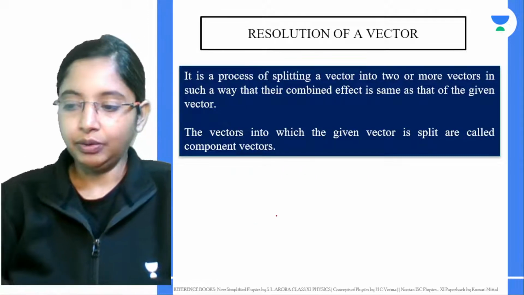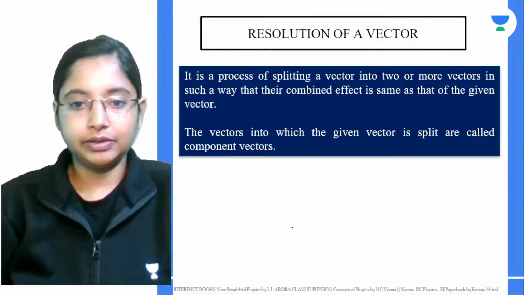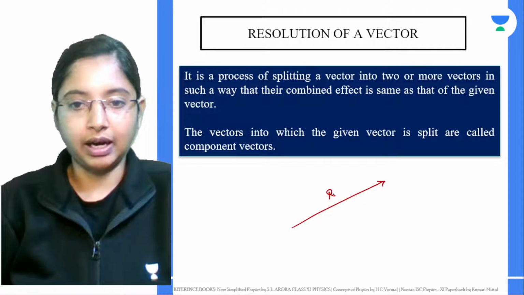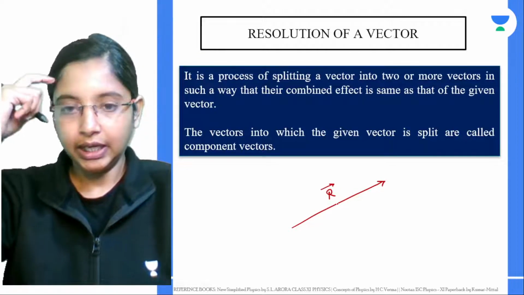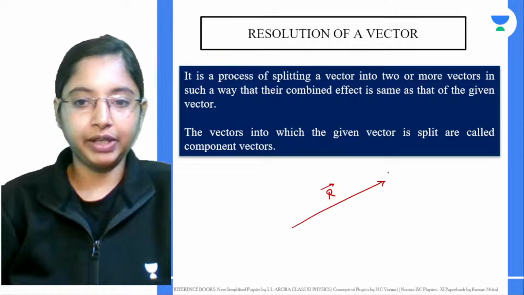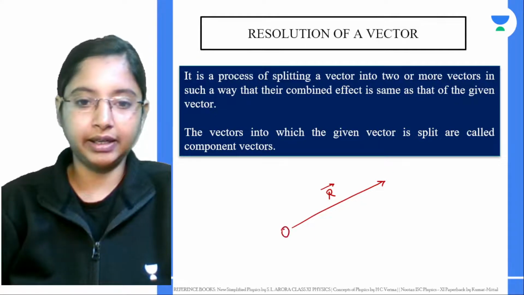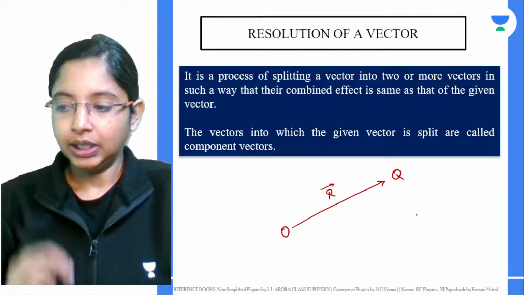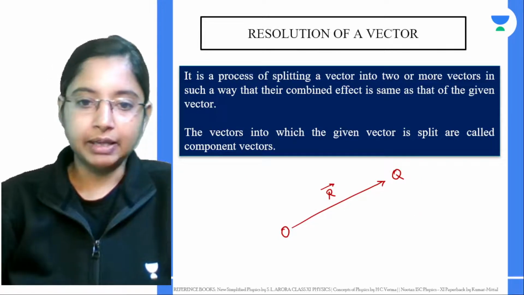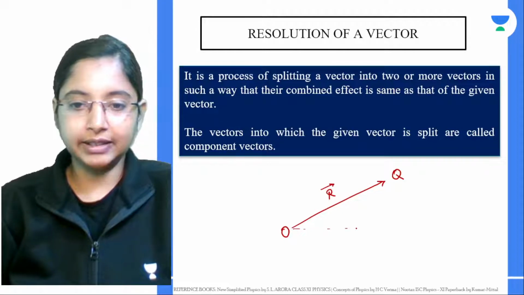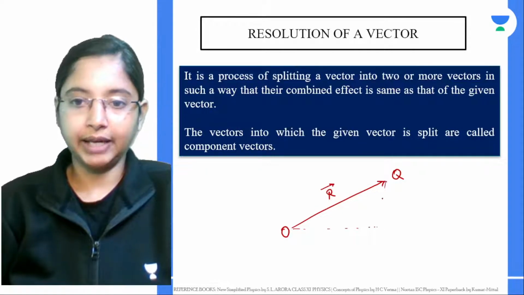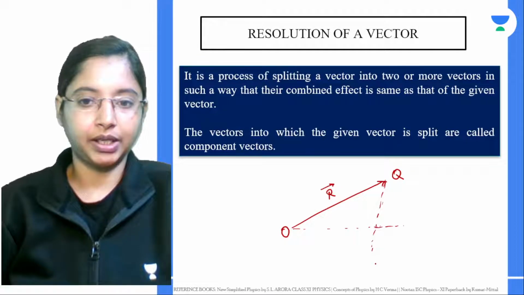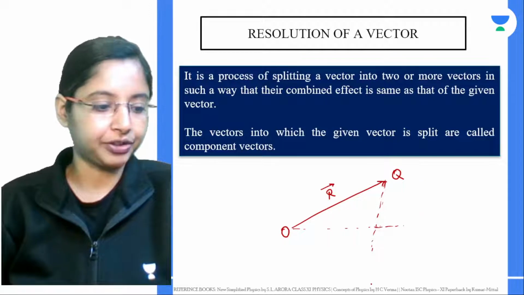Now let's say there are two vectors. Let's say there is a vector R over here. Now this vector we have seen, let's say this is in the direction of OQ. Now, for example, we are going to extend this side. Now this is in X direction and this is in Y direction.